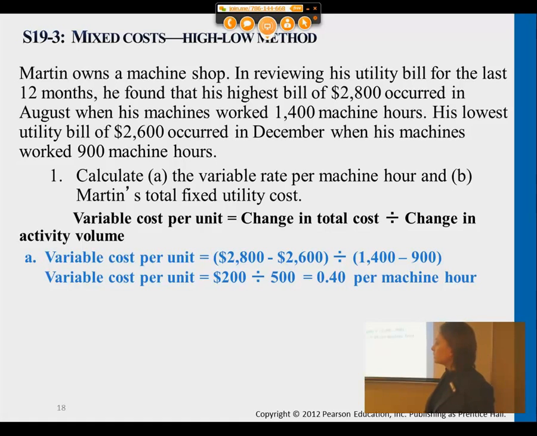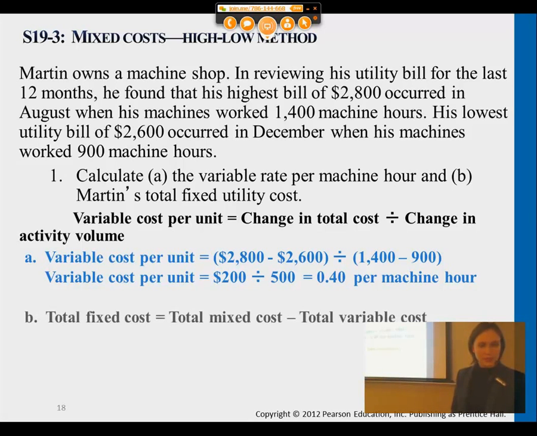Okay? So what I did, I took the highest amount that I paid, I subtracted the lowest amount that I paid, and then that difference I divided by the difference of the volume from the highest to the lowest, yeah? Okay, good. Now we need to find our total fixed cost. So my total fixed cost is the mixed cost minus variable cost. Okay? So how do I know my mixed cost?